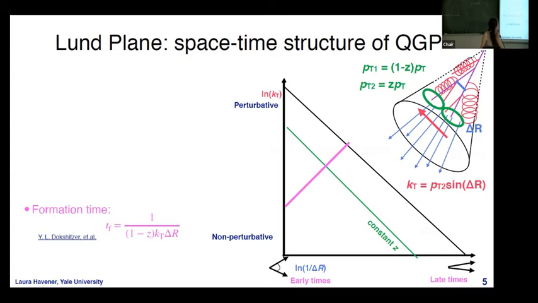And so as all of you know, the Lund plane is a 2D phase space representation of emissions inside the jet. So you end up with the angular scale on the x-axis, kT scale on the y-axis. Diagonals are lines of constant z, or the shared momentum fraction, and then also diagonals in the other direction are lines of constant formation time.